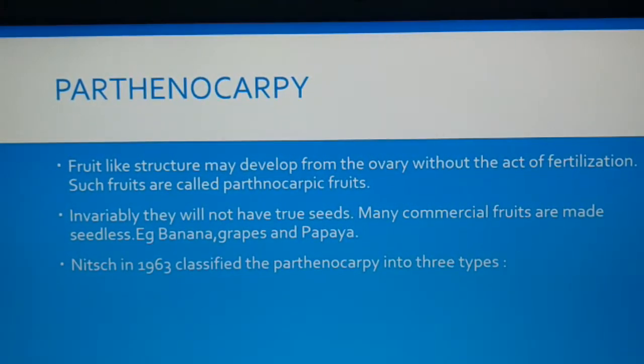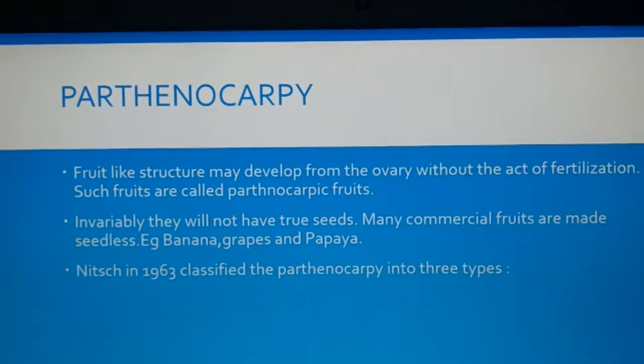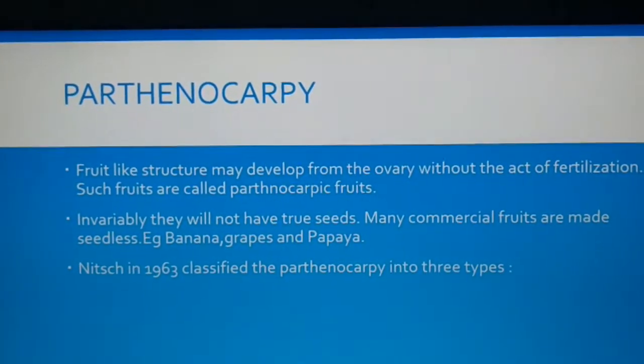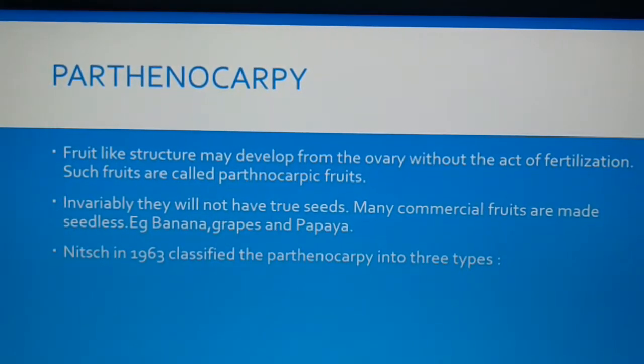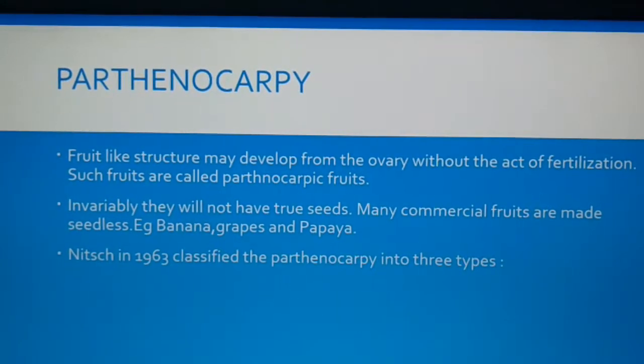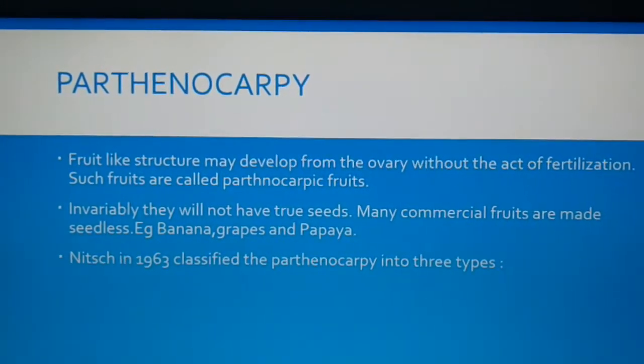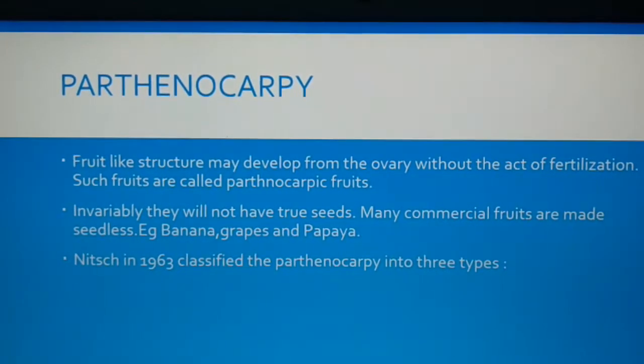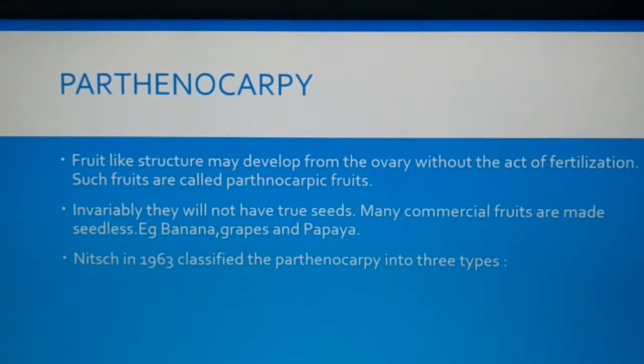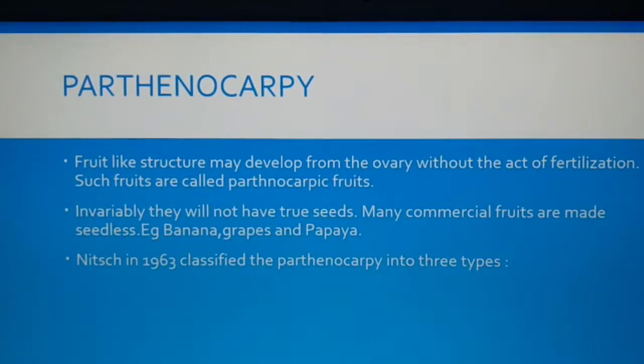Chemically induced parthenocarpy: the application of growth promoting substances like auxins and gibberellin may cause parthenocarpy. So auxin and gibberellin induce parthenocarpy in some plants. Such type of parthenocarpy is called chemically induced parthenocarpy.